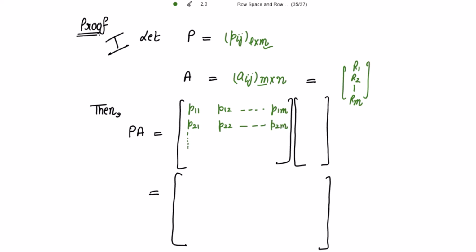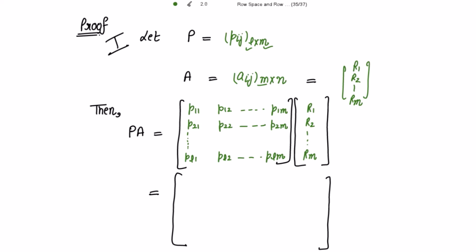Likewise, if you write all these elements, at the end how many rows are there? l rows. So, lth row, first column. lth row, second column. And so on, lth row, mth column, right? And writing this A matrix as R1, R2, and so on up to Rm.